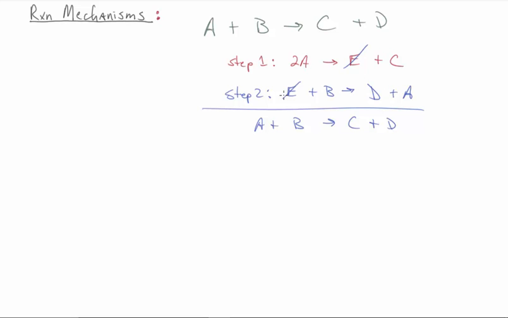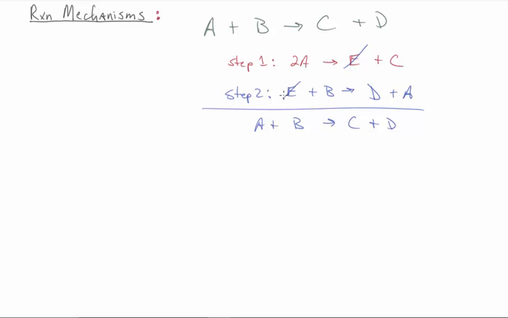And this is an important term that we're going to need to know. Notice E wasn't present at the beginning, but it was produced in one step and then later consumed in another. There's a term for that. It's called a reaction intermediate, and that is a term that you'll need to know. So a reaction intermediate is produced in an early step and consumed in a later step.